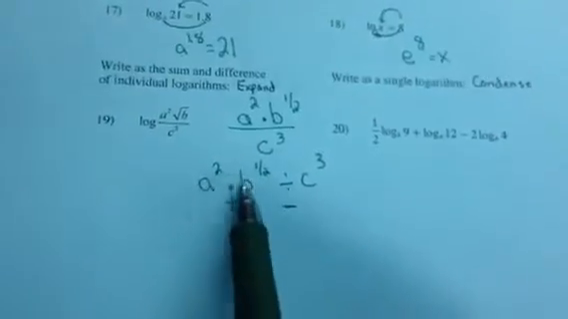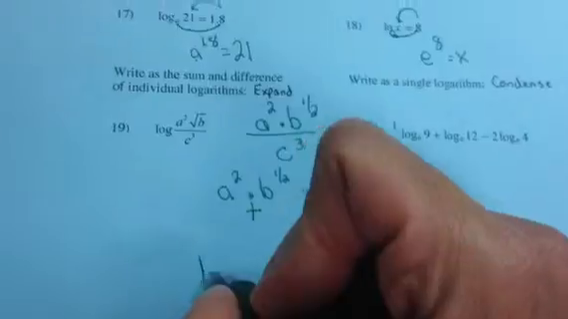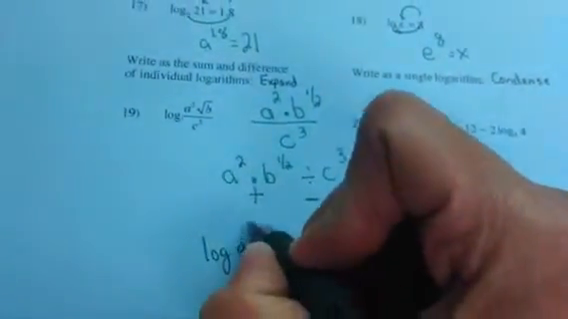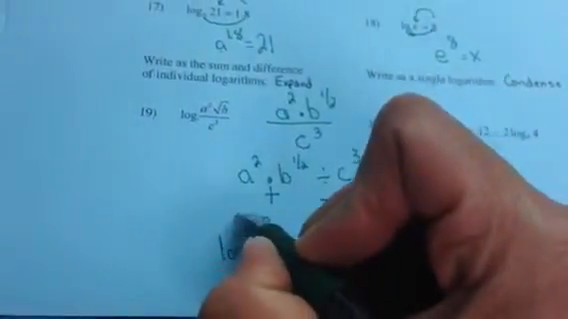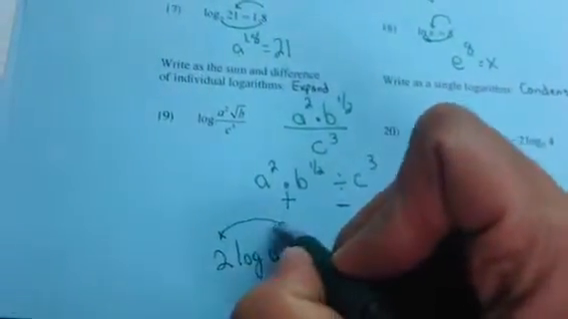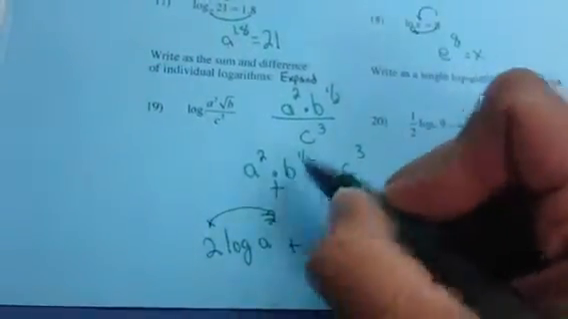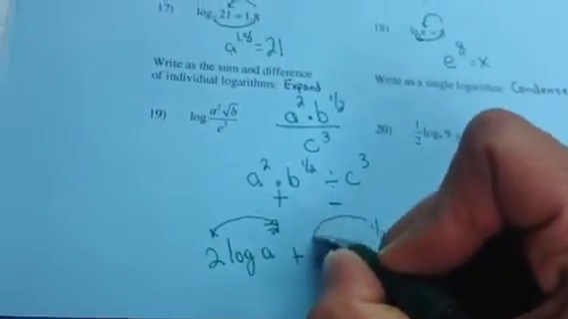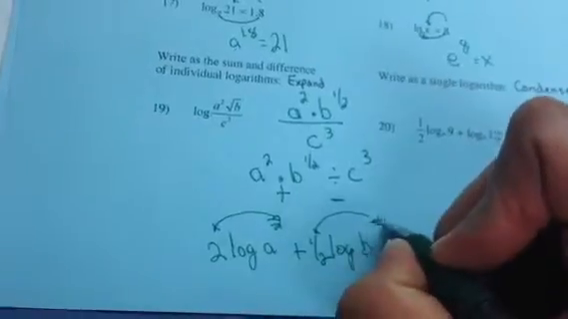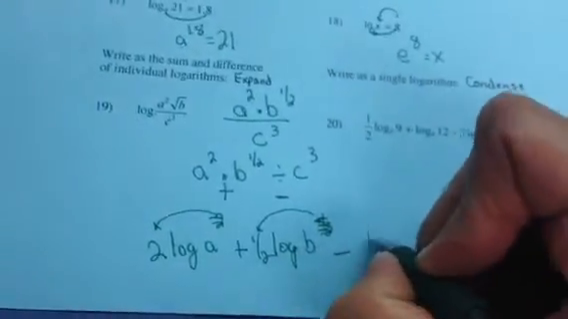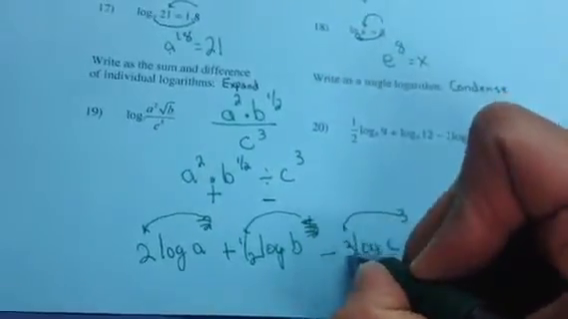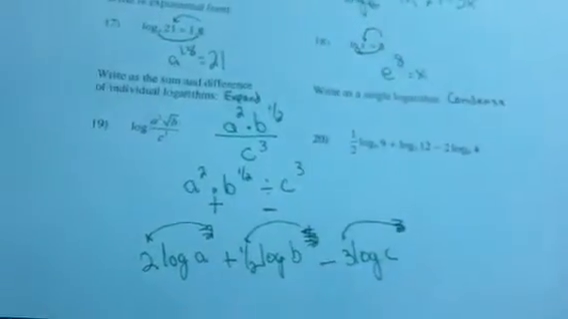We have 1, 2, 3 logs. And I just put the log. Its base is 10 when it's not written. You don't need to write the 10 though. And a squared. But the squared doesn't stay here. It actually moves to the front and turns into multiplication. Plus, then I have log with b to the 1/2. And again, the 1/2 doesn't stay there. It goes to the front. And then minus the log with c. And then the 3 doesn't stay there. It goes to the front. And now I have expanded it.